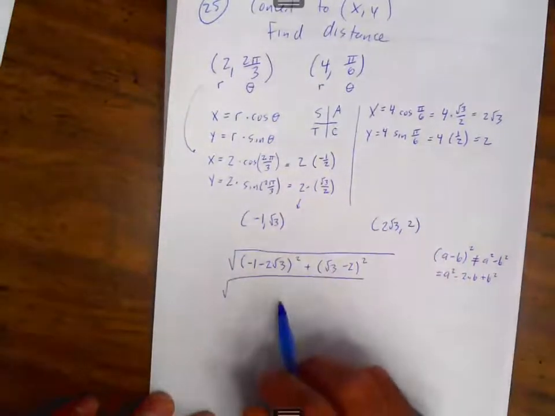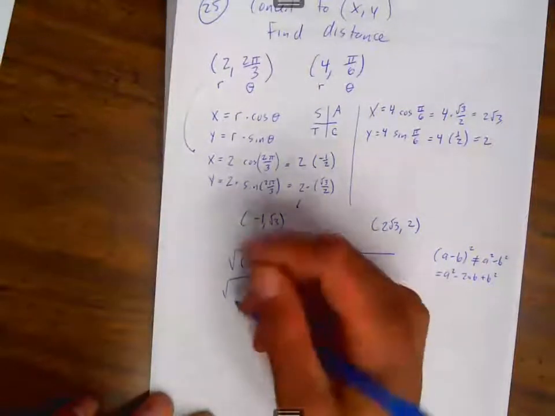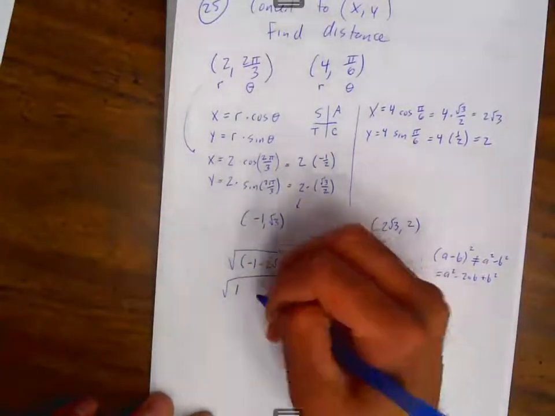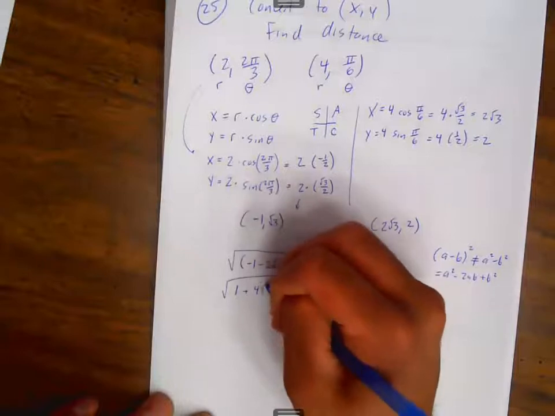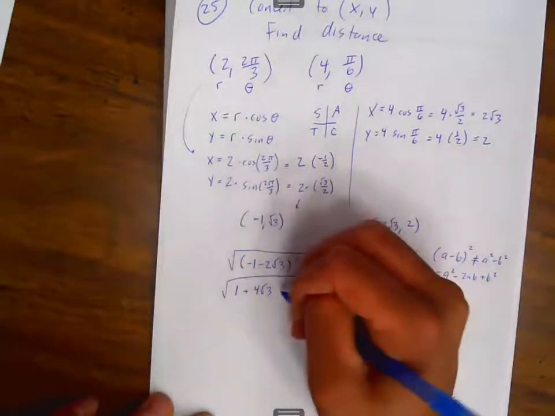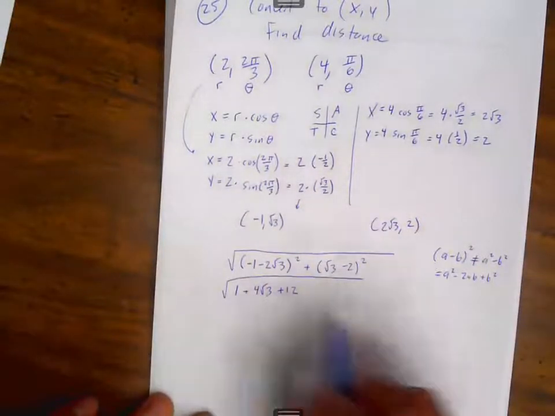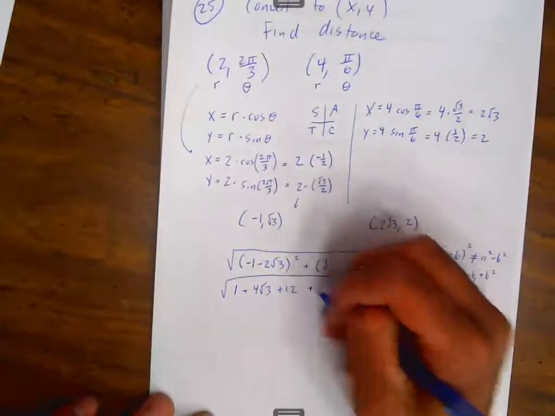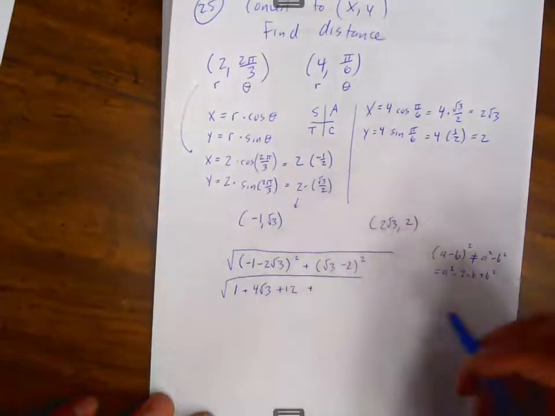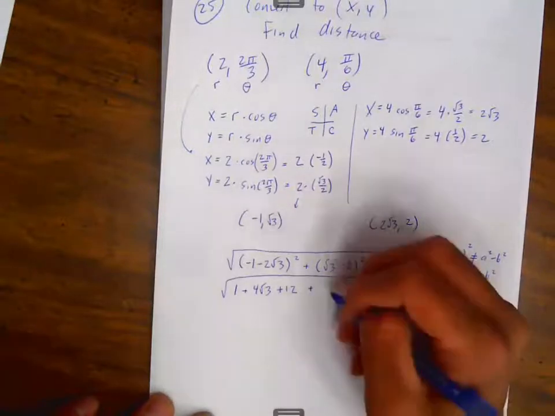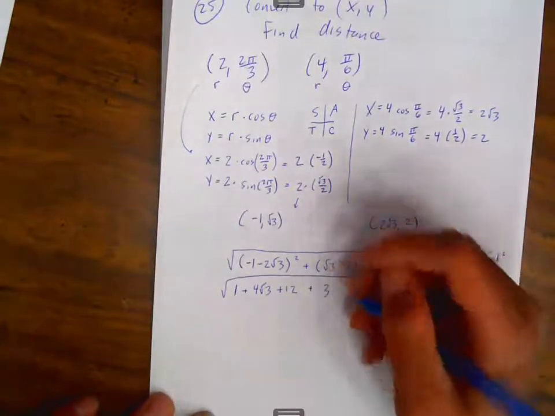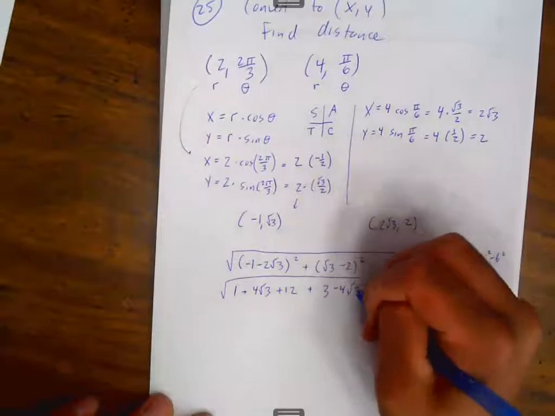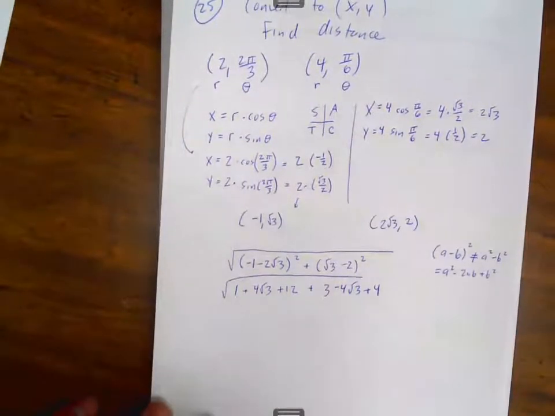So when you FOIL that out, that'll be 1 plus 4 root 3 plus 12. All right, and when you FOIL this out, that will become 3 minus 4 root 3 plus 4.